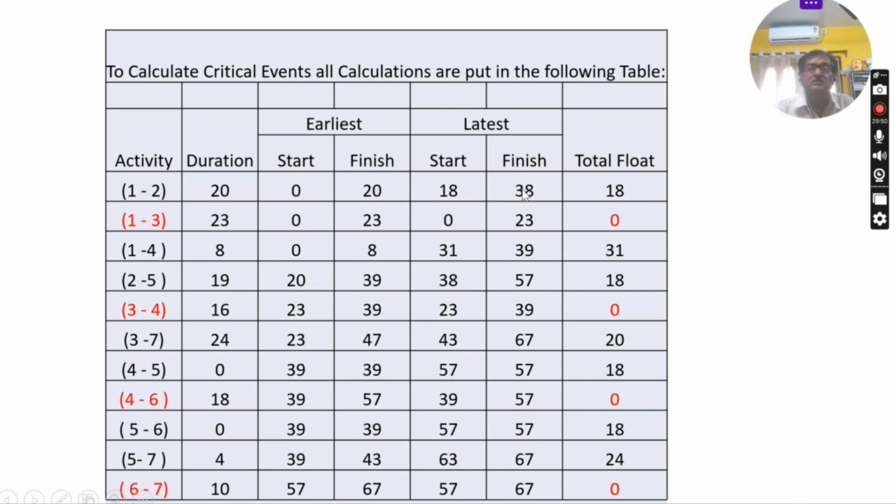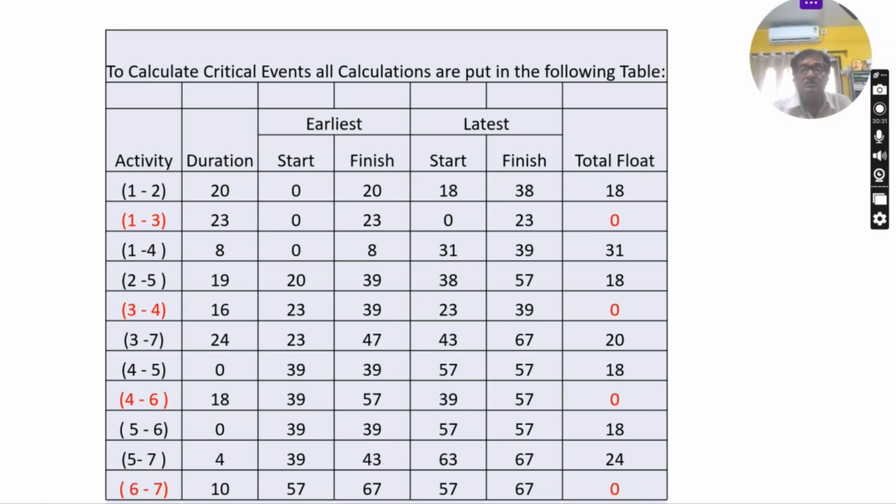So 38 minus 0, the earliest start time, minus 20, gives 18. See, in this case, the latest finish time is 23 minus the earliest start time 0 minus 23, that's why 0. I am showing this quickly just to save time. You can check. If you have any doubt, please mention it in the comment box and I will definitely reply at the earliest possible. This is the latest finish time 57 minus earliest start time 39.